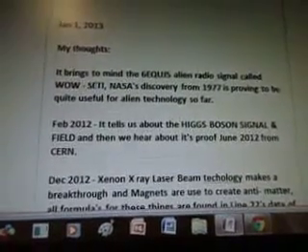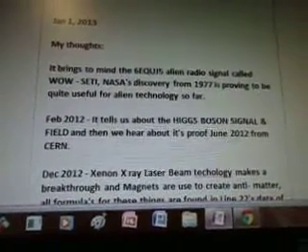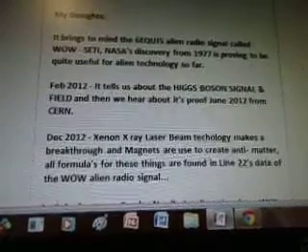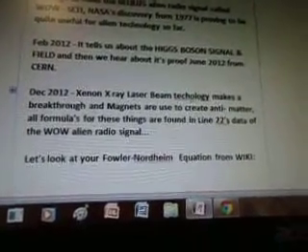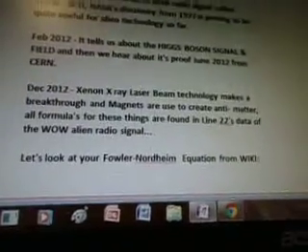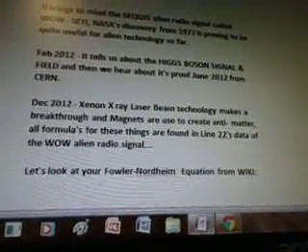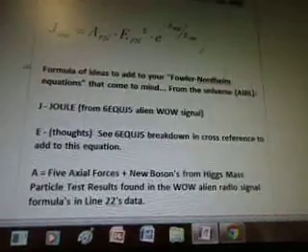February 2012, it tells us about the Higgs boson signal and field, and then we hear about its proof June 2012 from CERN. December 2012, Xenon X-ray laser beam technology makes a breakthrough, and magnets are used to create antimatter. All formulas for these things are found in line 22's data of the WOW alien radio signal. Let's look at your Fowler-Nordheim equation from wiki.